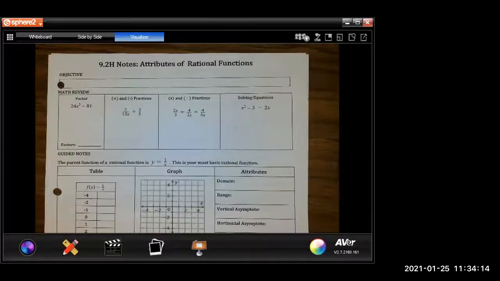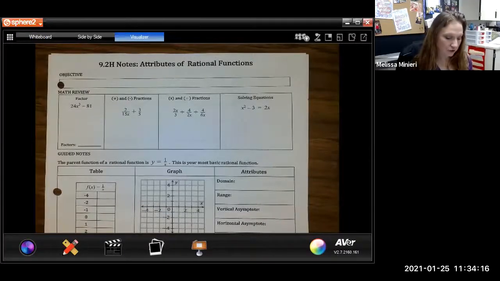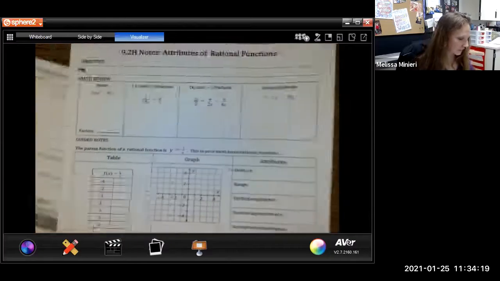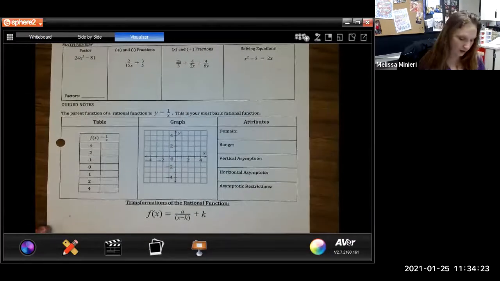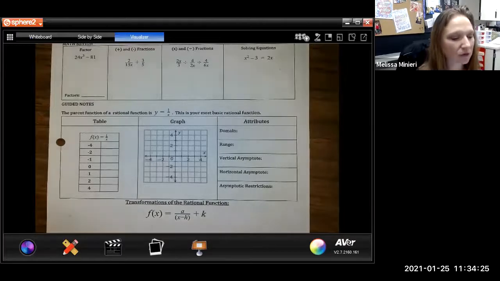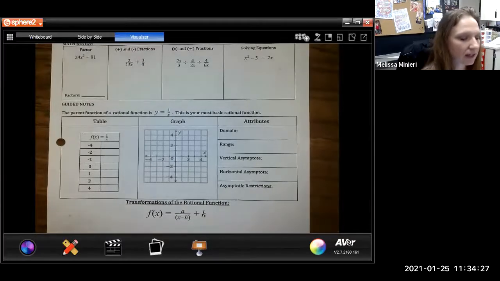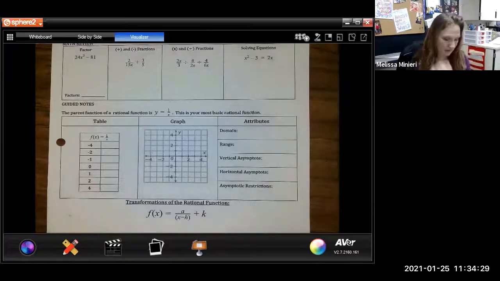So today in class, we're doing 9.2. We're starting rational functions. We're going to be graphing these. Since it's a new function, let's start with our table and come up with our graph. If you have a highlighter, it's helpful to have one handy today to draw all the asymptotes we're going to be drawing.